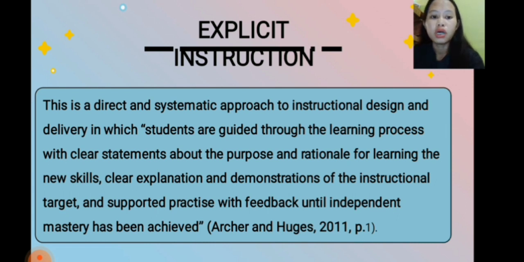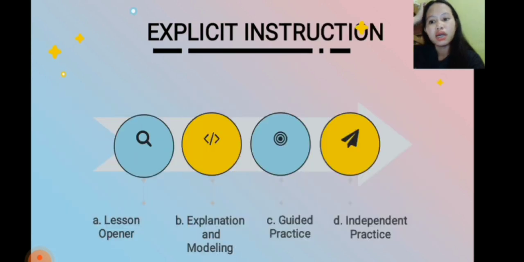So we have here a lesson opener. When we say lesson opener, class, this could be in the form of questions to arouse the interest of the learners about the topic to be discussed. Ibig sabihin, we are giving a hint for our learners about what we are going to discuss that day.